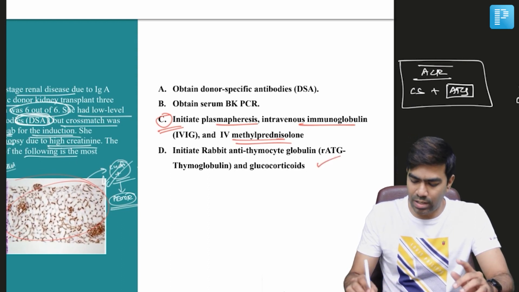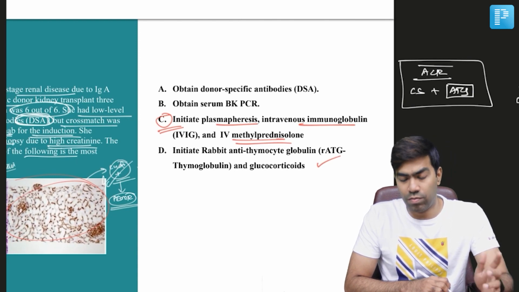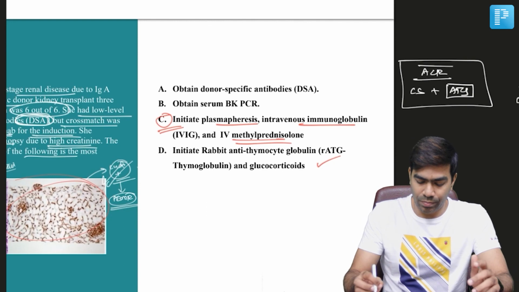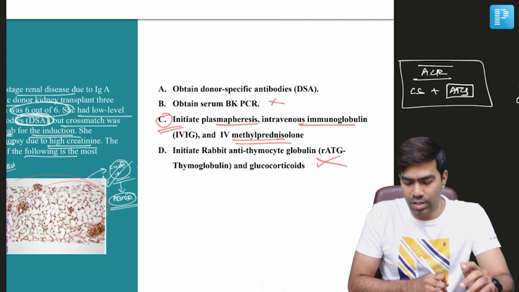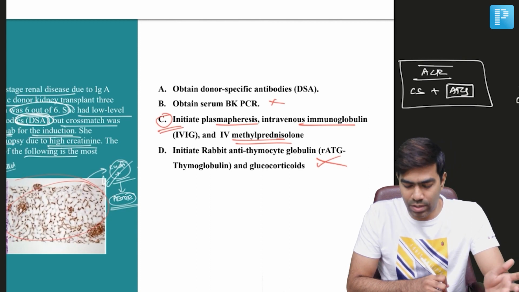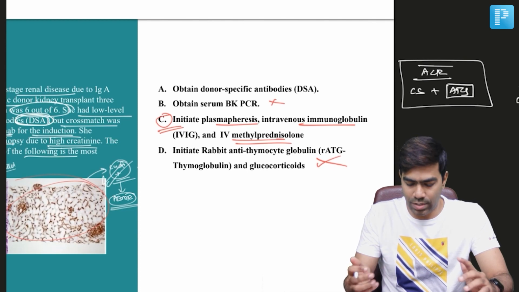Option D will be suitable if your question is suggestive of acute cellular rejection. And option B is also not correct. Why is option B not correct? Because you're not suspecting a BK virus nephropathy here. That will present with a different picture. So you're not going to get C4d staining and all.